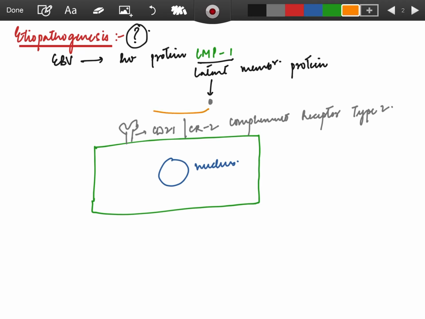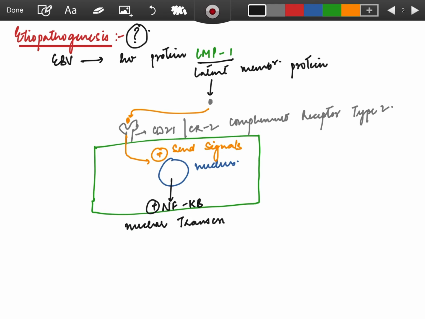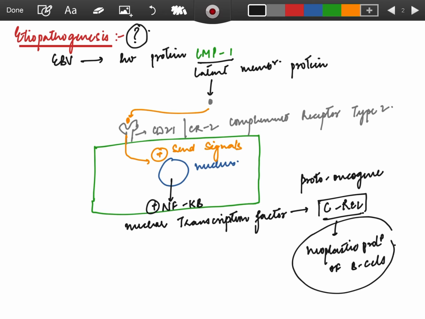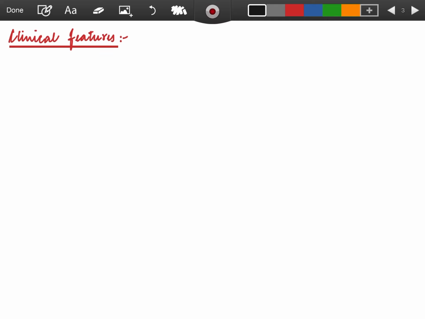The latent membrane protein of the Epstein-Barr virus attaches to this receptor and sends signals to the nucleus of the B lymphocytes. In response to this, it causes the activation of the nuclear transcription factor. The nuclear transcription factor causes the activation of the CREL gene. CREL is a proto-oncogene. So what does it cause? It increases the proliferation of B cells and causes a neoplastic proliferation of the B cells, and there is a malignancy of the immature WBCs. So this was all about the pathogenesis.